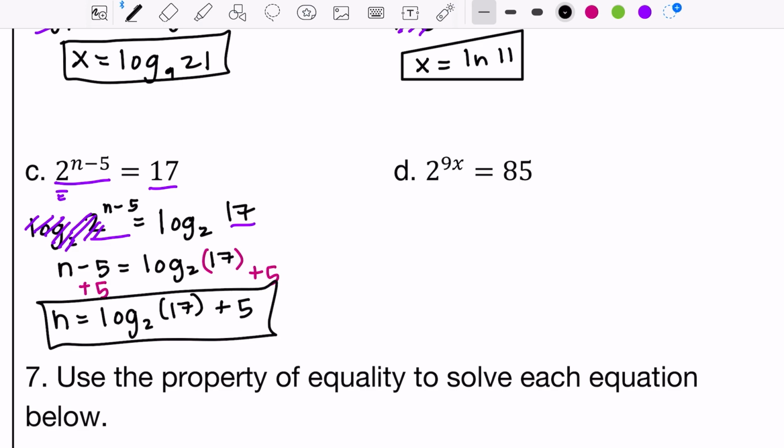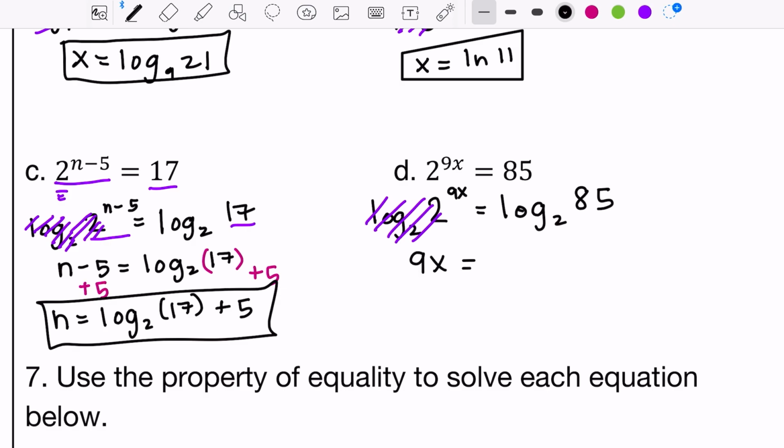Moving on. Oh, this one is also base 2, so I'm going to do that again. Log base 2 of 2 to the 9x equals log base 2 of 85. Don't try to shortcut this. Make sure you're doing proper form. That log base 2 undoes the exponential of base 2, and then I'm left over with 9x equals log base 2 of 85. Divide by 9 to get the x by itself.